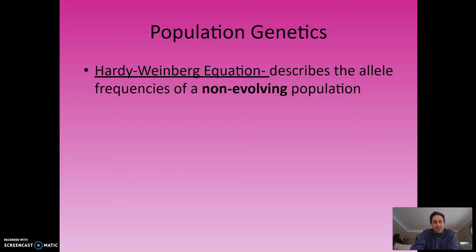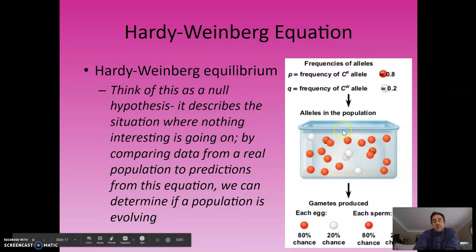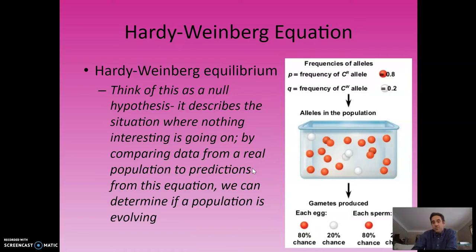Hardy-Weinberg equilibrium if we're not evolving. So think of Hardy-Weinberg equilibrium as a null hypothesis. It describes a situation where really nothing interesting is going on. It's just gene frequencies are staying constant all the time. So by comparing actual populations to what we predict with the Hardy-Weinberg equation, we can see if something is happening.